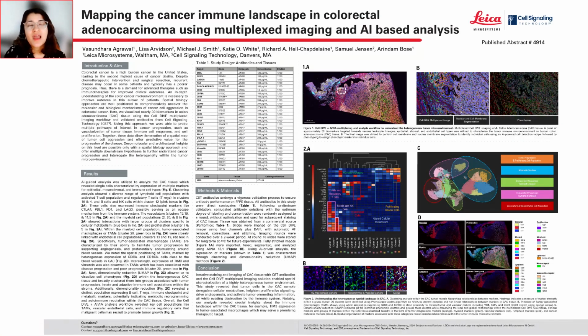Together, these data allow the creation of a spatial map of tumor cell aggression and offer predictive value for the progression of the disease, and also interrogate the heterogeneity within the tumor microenvironment.